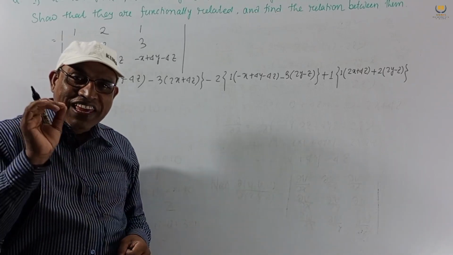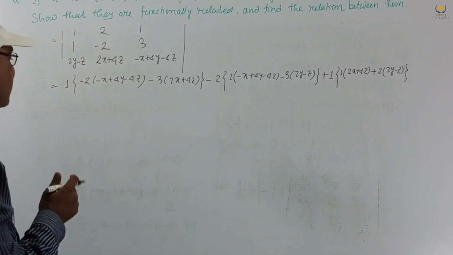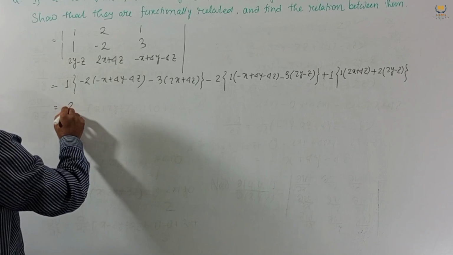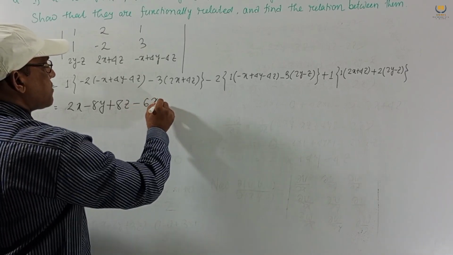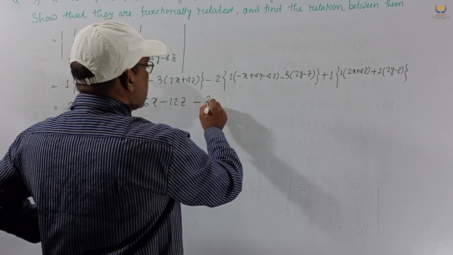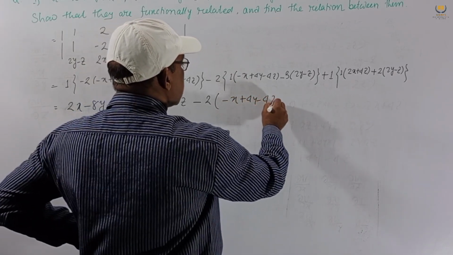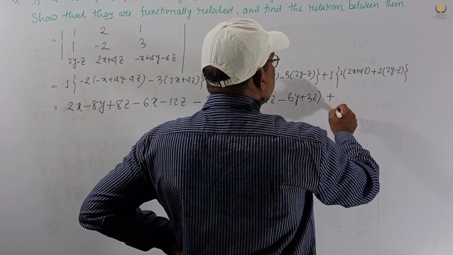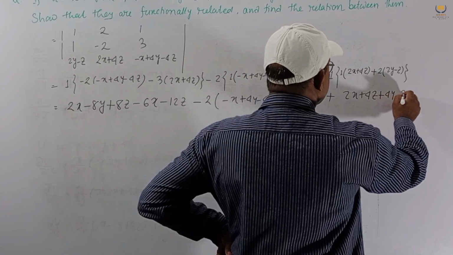So what is our aim? Our aim is 0. If the answer is 0, then they are functionally related. So multiplying this, minus minus minus plus 2x minus 8y plus 8z minus 6x minus 12z, and this one, first multiplying within the bracket, this is minus x plus 4y minus 4z minus 6y plus 3z, and this one 1 into twice x plus 4z plus 4y minus 2z.